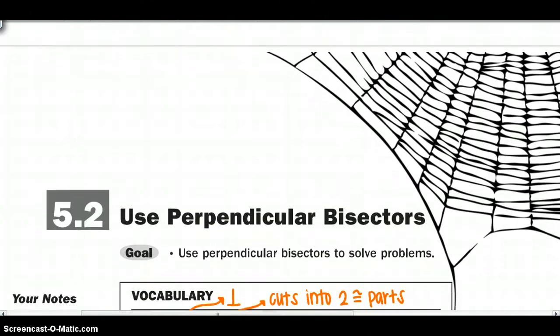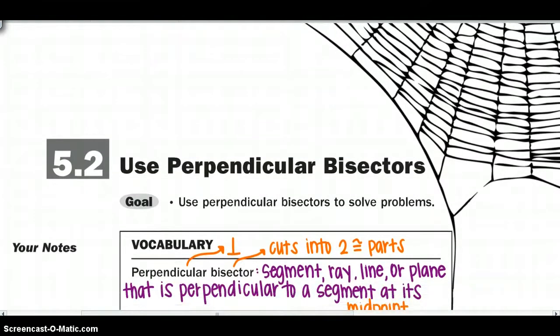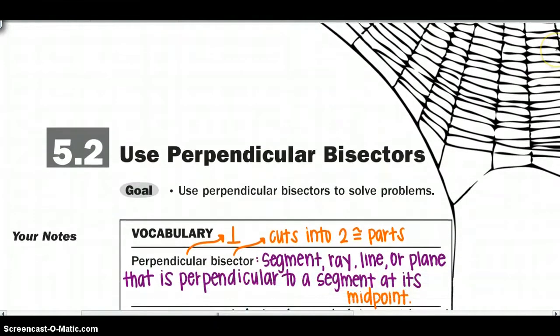Starting into our vocabulary, our first one is a perpendicular bisector, which, if you remember, perpendicular means it creates right angles, and bisector means it cuts it into two congruent parts. So we need both of those to be true to be a perpendicular bisector. The definition states a segment, ray, line, or plane that is perpendicular to a segment at its midpoint.